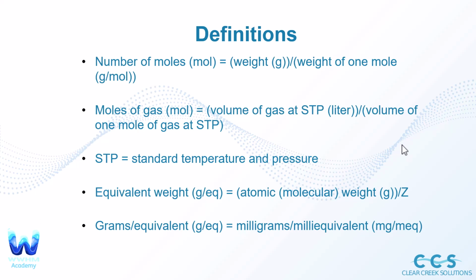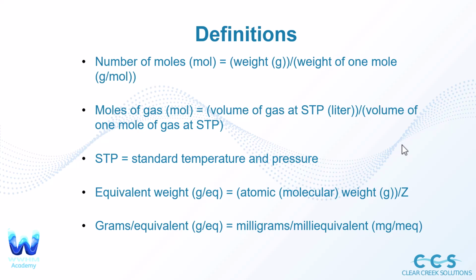This is going to be really important when it comes to water quality treatment. So the number of moles, mole, equals weight in grams divided by the weight of 1 mole, or grams per mole. And then moles of a gas equals the volume of gas at STP in liters divided by the volume of 1 mole of gas at STP. And STP stands for standard temperature and pressure. Equivalent weight, grams per equivalent, equals the atomic or molecular weight in grams divided by Z. And the grams per equivalent equals milligrams per milliequivalent.